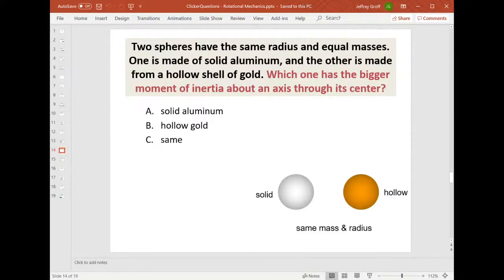All right, here's a question about rotational inertia, moment of inertia. So you have two spheres that have the same radius and equal masses. One is made of solid aluminum and the other is made of a hollow shell of gold. Which one would you rather own? No, that's not the question. Which one has a bigger moment of inertia about an axis through its center? Same mass, same radius, one solid, the other's hollow. Which one has a bigger rotational inertia?